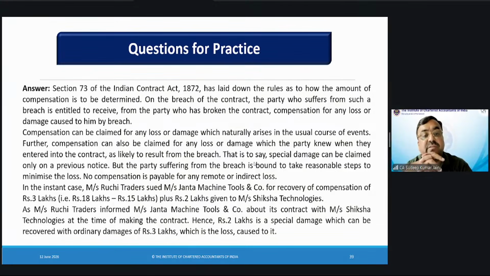In the instant case, Messrs. Ruchi Traders sued Messrs. Janta Machine Tools and Company for recovery of compensation of rupees 3 lakhs, that is 18 lakhs minus 15 lakhs, plus 2 lakhs given to Messrs. Shikha Technologies. As Ruchi Traders informed Janta Machine Tools and Company about the contract with Shikha Technologies at the time of making the contract, hence 2 lakhs is special damage which can be recovered along with the ordinary damages of rupees 3 lakhs, which is the loss caused to it. So it can claim 5 lakhs. Okay, please read the question carefully.